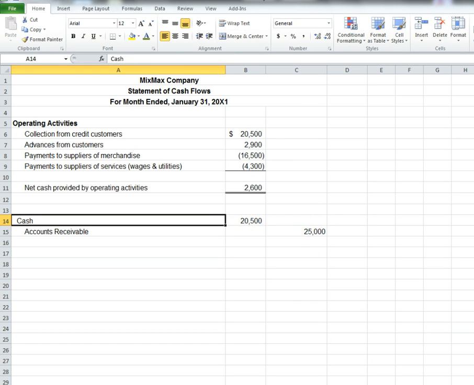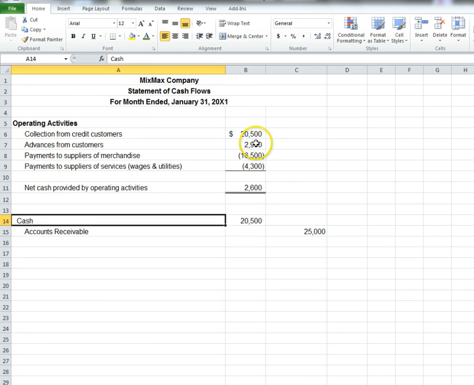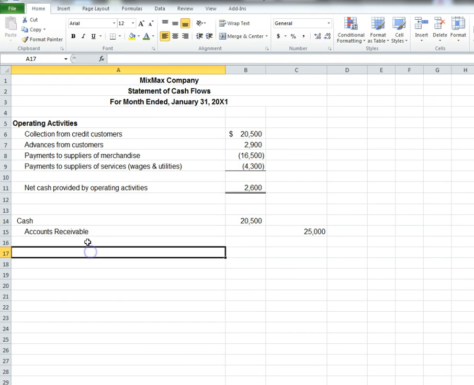So let's put this entry over on our spreadsheet. Okay, so we would have $20,500 coming in, and accounts receivable would have gone down $20,500. I'll make that in green. I can't really do this in Excel very easily, but ideally you would be labeling these, you know, number 1 and number 1. So transaction 1: debit cash, credit accounts receivable. Let's do number 2, advances from customers. So again, cash is coming in, $2,900.